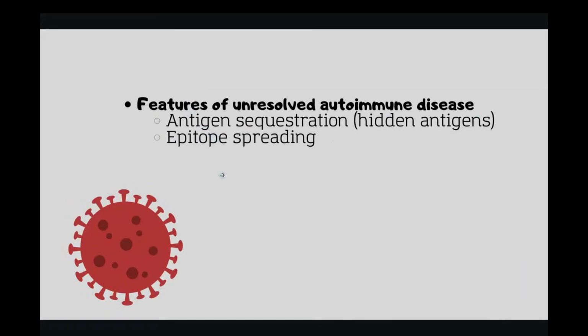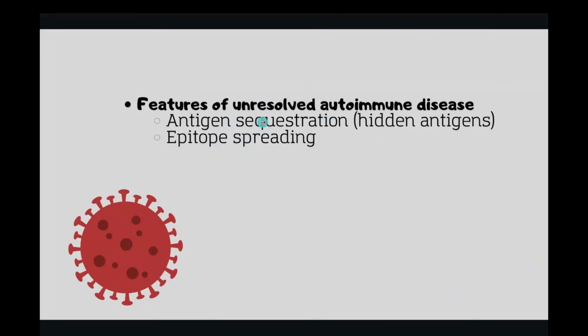Okay, why do autoimmune diseases happen in the first place? What is normal in the body and what is abnormal? And why do we have unresolved autoimmune diseases? This is due to two things: antigen sequestration and epitope spreading. So what is antigen sequestration? Basically, sequestering means hiding. So, antigen hiding.